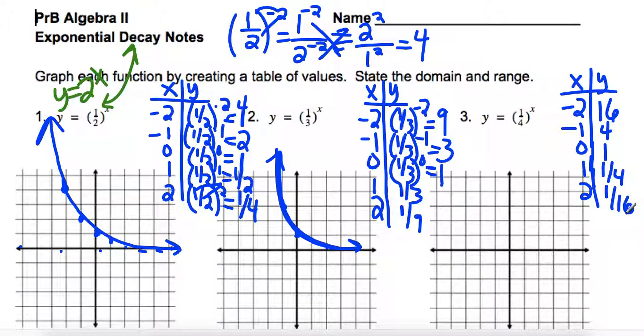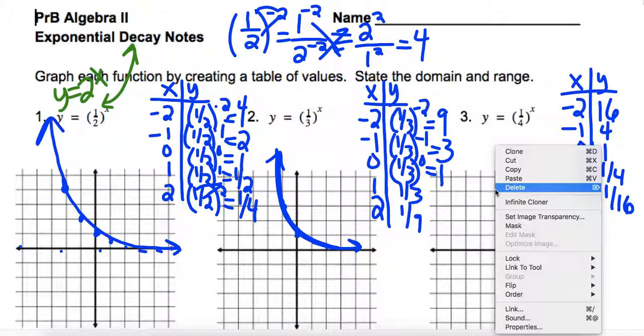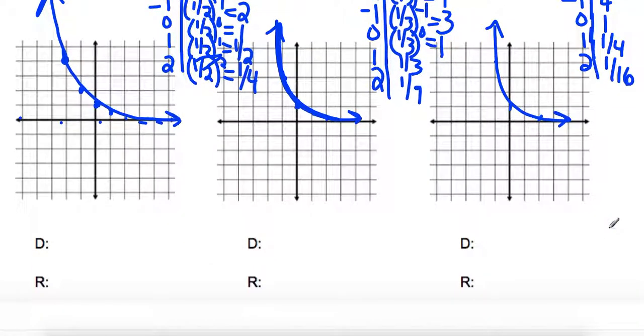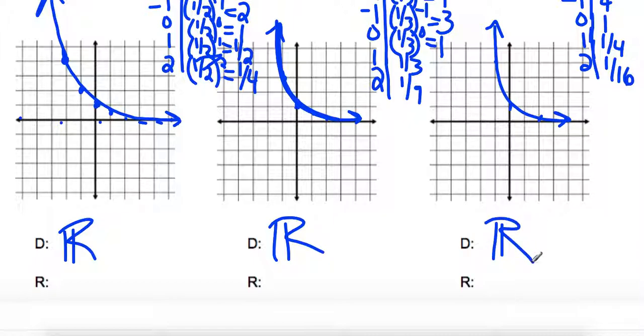So -2, 16, I can't fit that. -1, 4, 0, 1, 1, 1/4, and 2, 1/16, and very similar graph. Again, it's just steeper than before. Oh, we forgot the domain and range in all these. Clearly, you can see the domain for all of these is all real numbers. And the range in all of these, they all have the same asymptote, y equals 0, so all of the ranges is y is greater than 0.